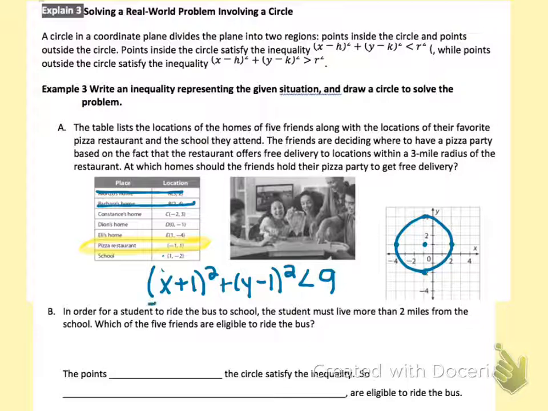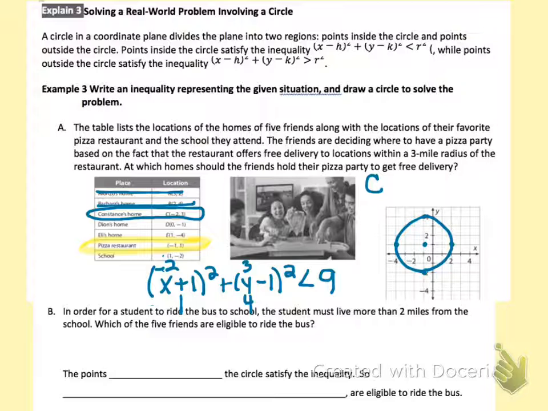Constance: plug negative 2 in here, and plug 3 in here. Negative 2 plus 1 is negative 1, and negative 1 squared is 1. And 3 minus 1 is 2, and 2 squared is 4. So this one would work. Constance's home is a contender for the pizza party. I'll list her as C. You can obviously see they're A, B, C, D, E, and then the school.